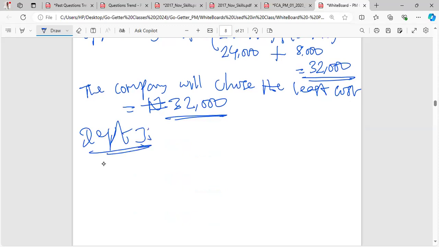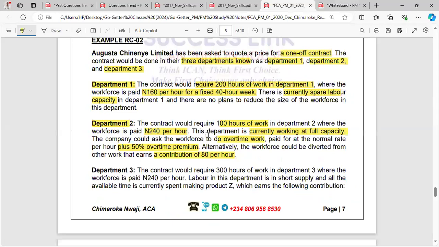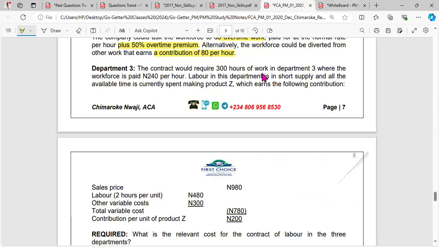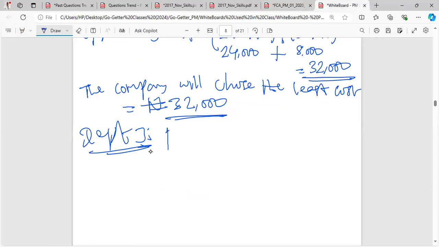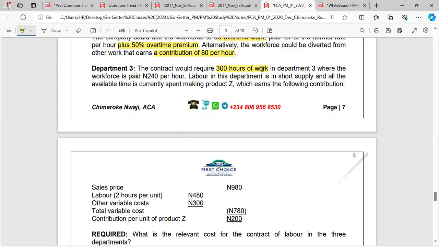Department 3, what is it asking us to do? The contract requires 300 hours of work. So our requirement here is 300 hours. Now, are there current permanent employees where the workforce is paid 200 naira per hour?